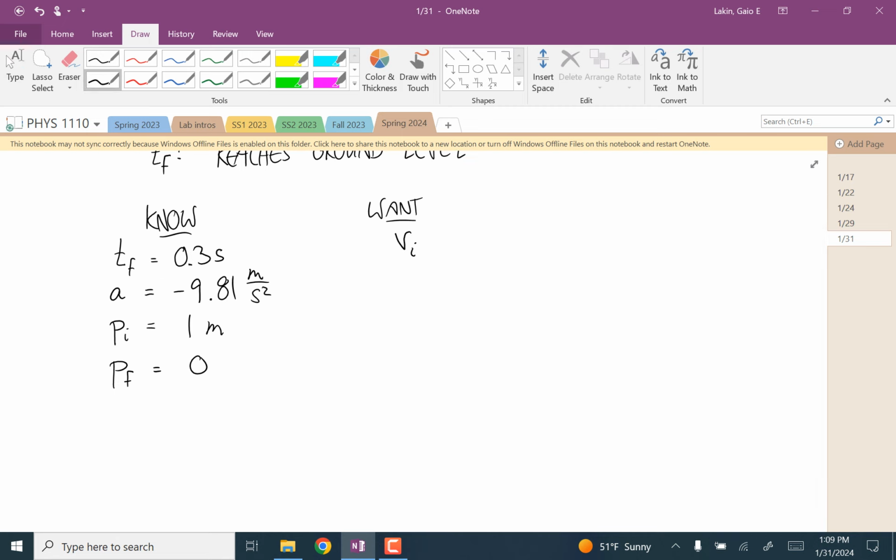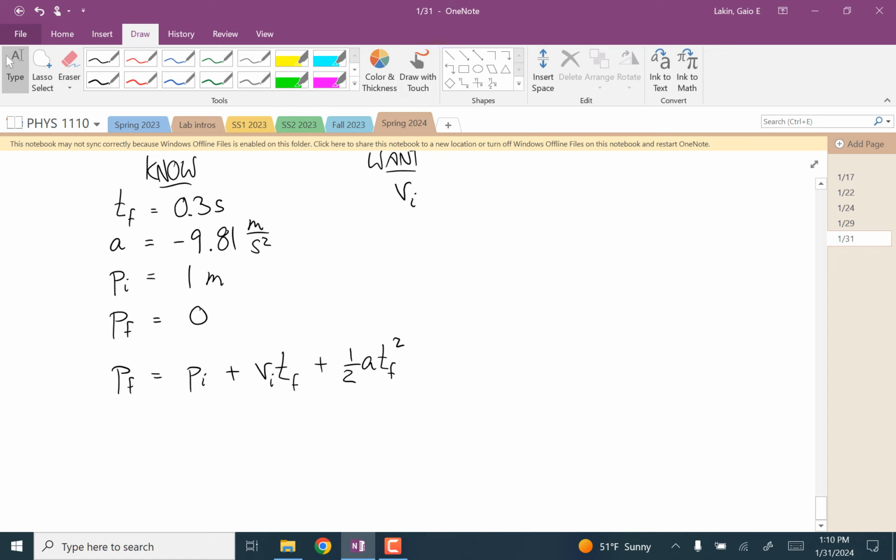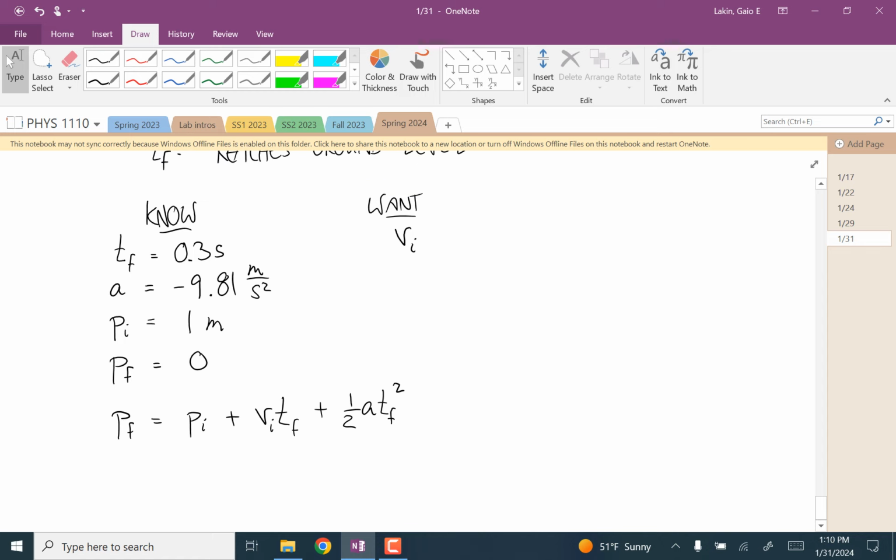Okay, so now we're looking for an equation that has VI in it and everything else in it is known. The one that should work is this one. PF is equal to PI plus VI TF plus 1/2 A TF squared. Well, let's check and make sure. So it has VI, so that's good. And then the other stuff all has to be known. PF, yes. PI, yes. TF, yes. A, yes. So this one will work.